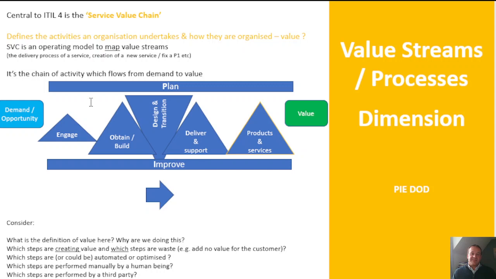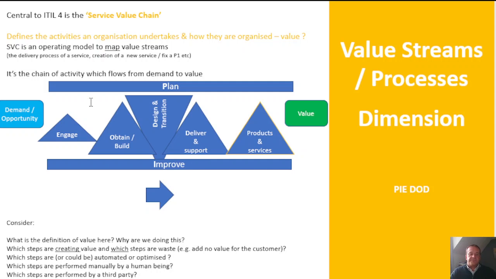So the service value chain, think of it as an operating model to map value streams, and I'll certainly be doing another session on value streams, because it's a big area, it's a really important area in terms of trying to make sure, are you delivering value with your offerings? So not for this session, but this just gives a very brief high level overview.